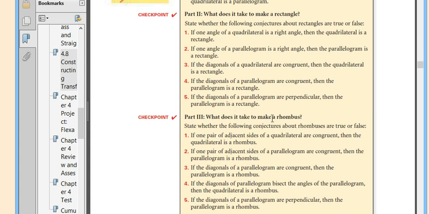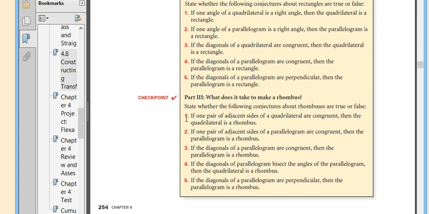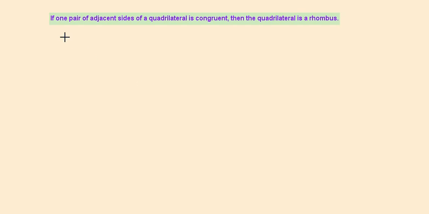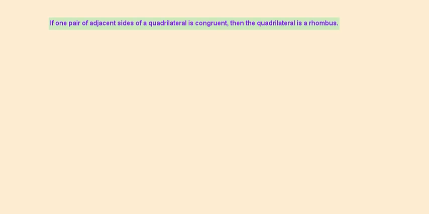Look at part 3. It says, what does it take to make a rhombus? There's a statement here, number 1: if one pair of adjacent sides of a quadrilateral are congruent, then the quadrilateral is a rhombus. We need to decide whether that's true or false. I've written up here, if one pair of adjacent sides of a quadrilateral is congruent, then the quadrilateral is a rhombus. And once again, I can provide all the component parts and see if we have a rhombus.